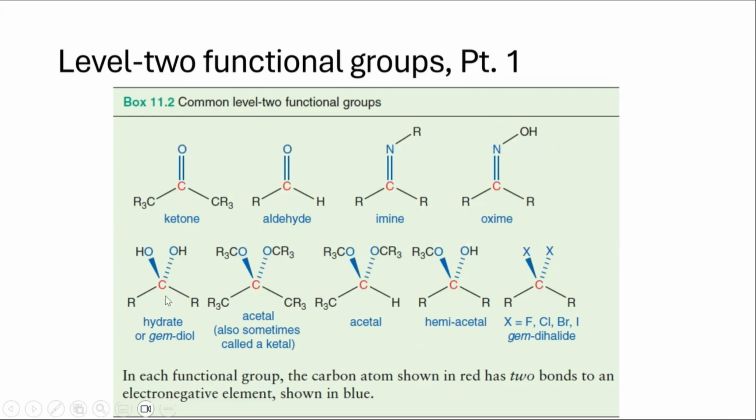So this is known as a hydrate. In a hydrate, carbon forms 2 bonds to 2 hydroxyl groups and 2 bonds to 2 R groups. An acetal, also sometimes called a ketal, is formed when you have a carbon that forms 2 bonds to 2 carbon groups, so 2 bonds to 2 carbons, but also 2 bonds to oxygens, and those oxygens are attached to carbons.